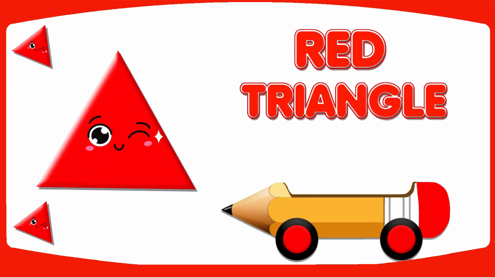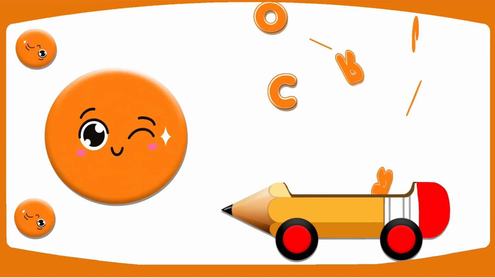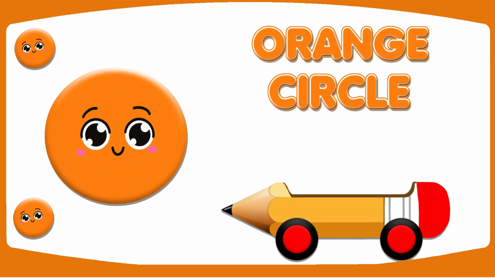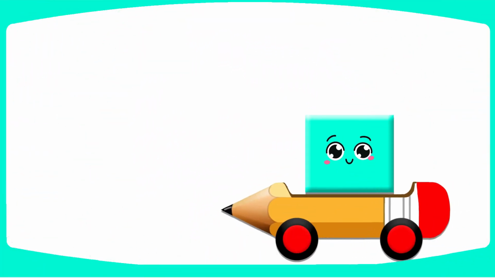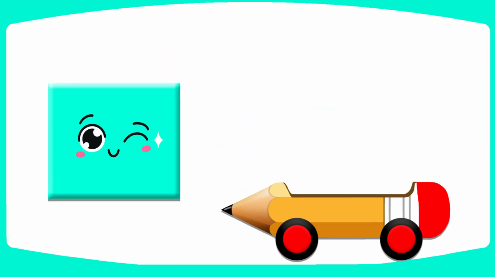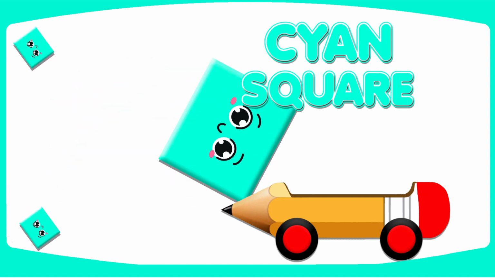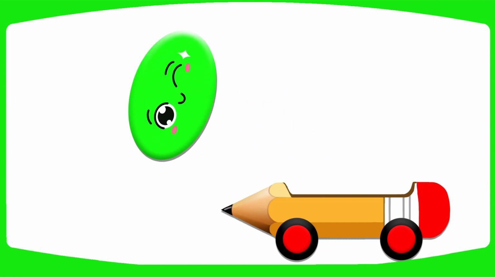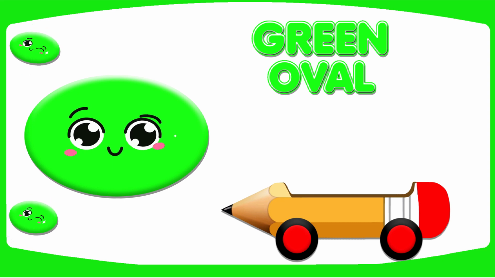Triangle. Red triangle. Circle. Orange circle. Square. Cyan square. Oval. Green oval.